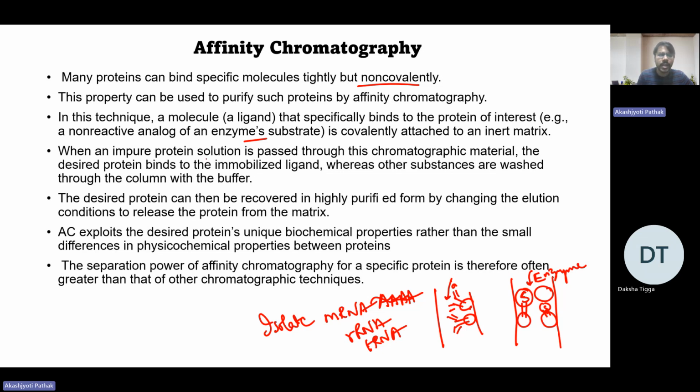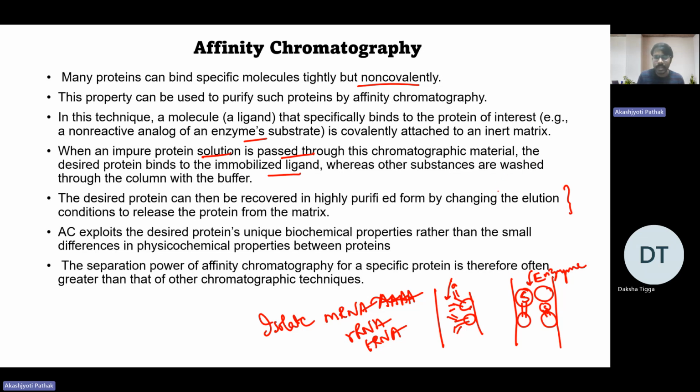Okay, so when an impure protein solution is passed through this chromatographic material, the desired protein will bind to the immobilized ligand. Whereas other substances are washed off through the column with the buffer, the desired protein can then be recovered in highly purified form by changing the elution condition to release the protein from the matrix. Actually, there are different types of affinity chromatography.